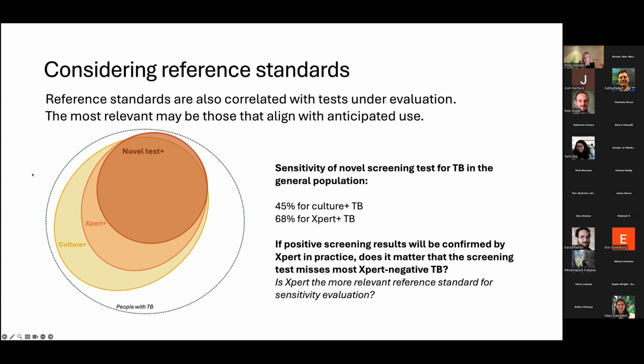And often that's something more like Xpert, some kind of molecular test that's going to be faster and cheaper than culture and more feasible to use at a large scale. And if that's going to be the algorithm that we apply, then there's really no benefit to finding people who are culture positive and Xpert negative. There's not much value in a novel test detecting those people when we're talking about this diagnostic use case. And so maybe we should be focusing more on estimating the sensitivity relative to the test that is going to be used as a confirmatory test in practice.